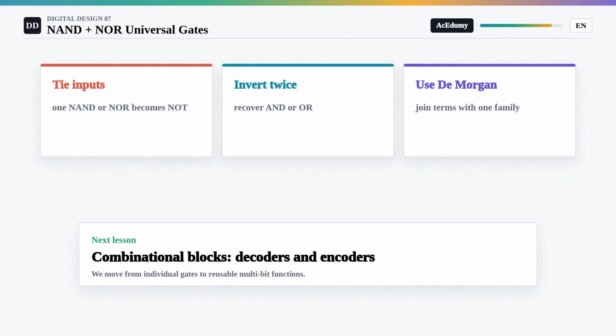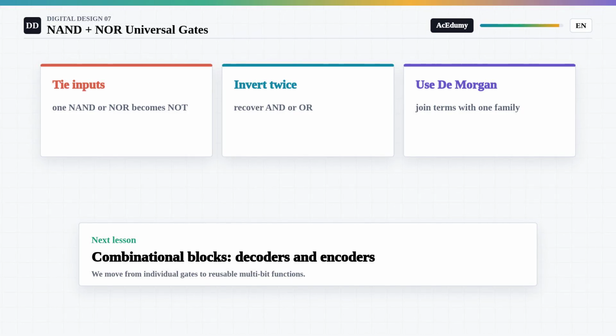The universal gate workflow has 3 reusable moves. Tie a gate's inputs together to create NOT. Invert a NAND or NOR result again to recover AND or OR. Then use De Morgan's law to connect complete terms while staying inside one gate family.